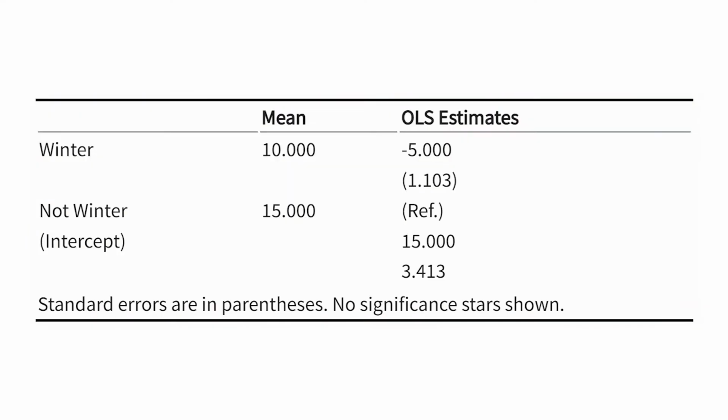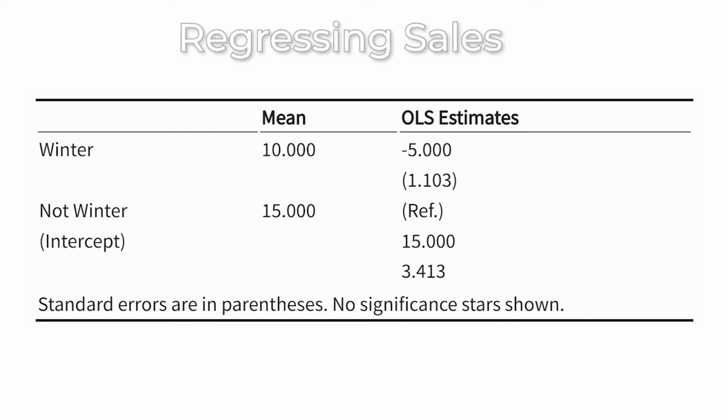So here I've got some basic data. I'm regressing your sales on whether it is currently winter or not. And let's say that your sales on average happen to be 10 when it's winter and 15 when it is not winter. All right. So in that case, what would happen if we did an ordinary least squares regression of sales on the binary predictor of whether it is currently winter or not?